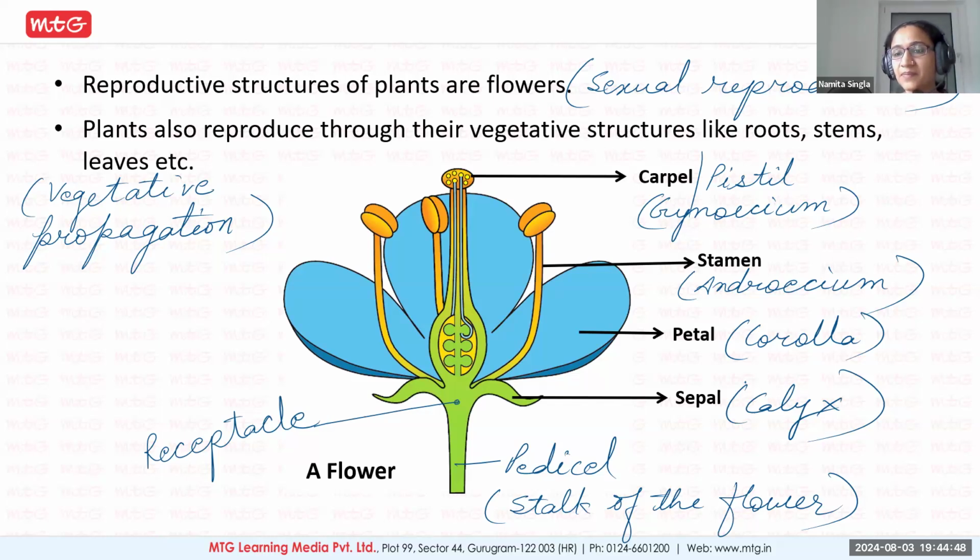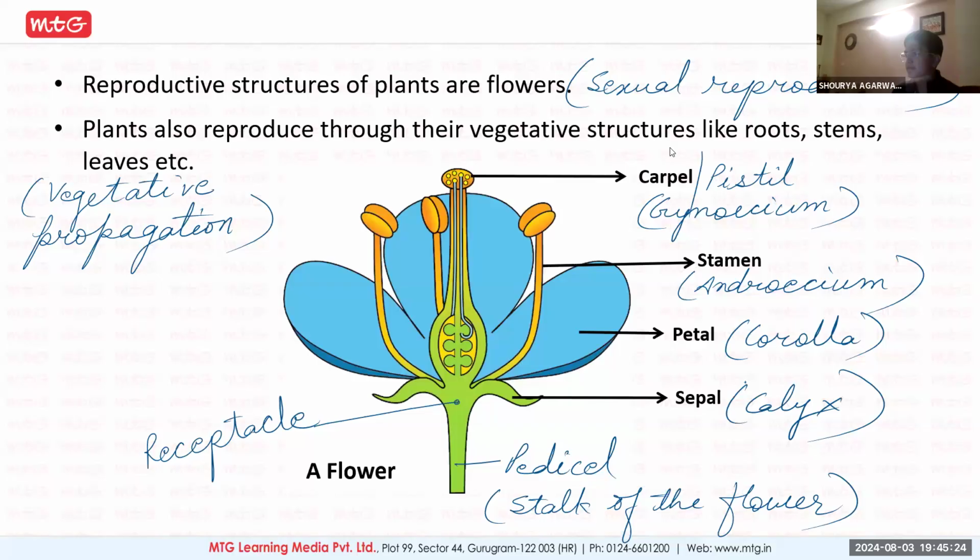Any other example? Can somebody give me another example? Any other child who can give me an example of other plants which reproduce vegetatively? Shaurya Agarwal. Ma'am, onions. Onions reproduce, yes, onion reproduces by means of their stem. They are called bulbs. You said roses also? Yes, ma'am.